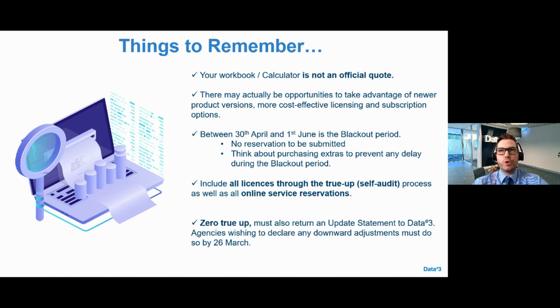all the licenses in your workbook, as explained before. It is a self-audit, and we also need to consider your online services and reservations. If you have nothing to declare, you can then report it by the 26th of March to your account executive as a 0 true-up, and we will then assist you with an updated statement. Even if you have nothing to report, you still have to submit an updated statement, and your account executive will guide you through that process.